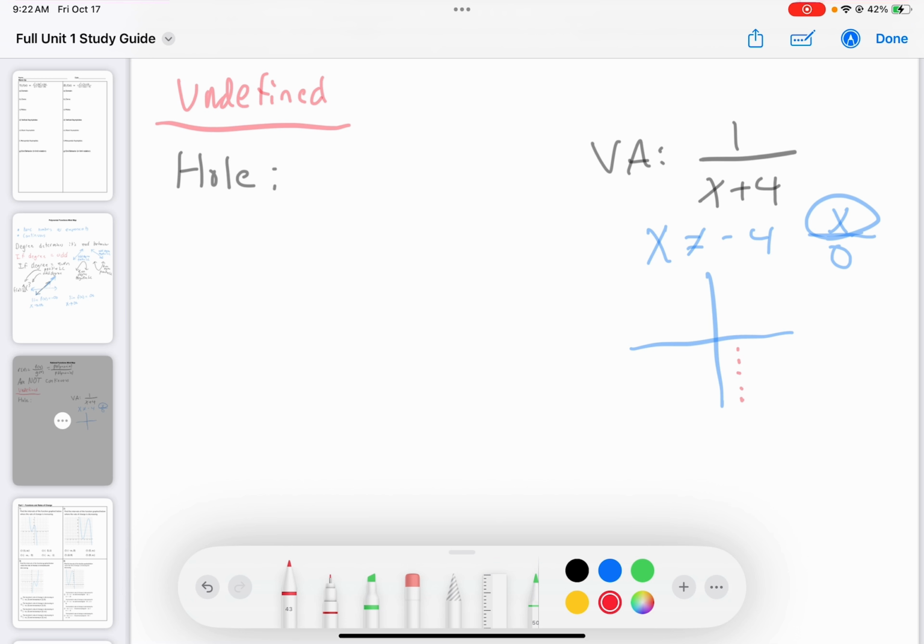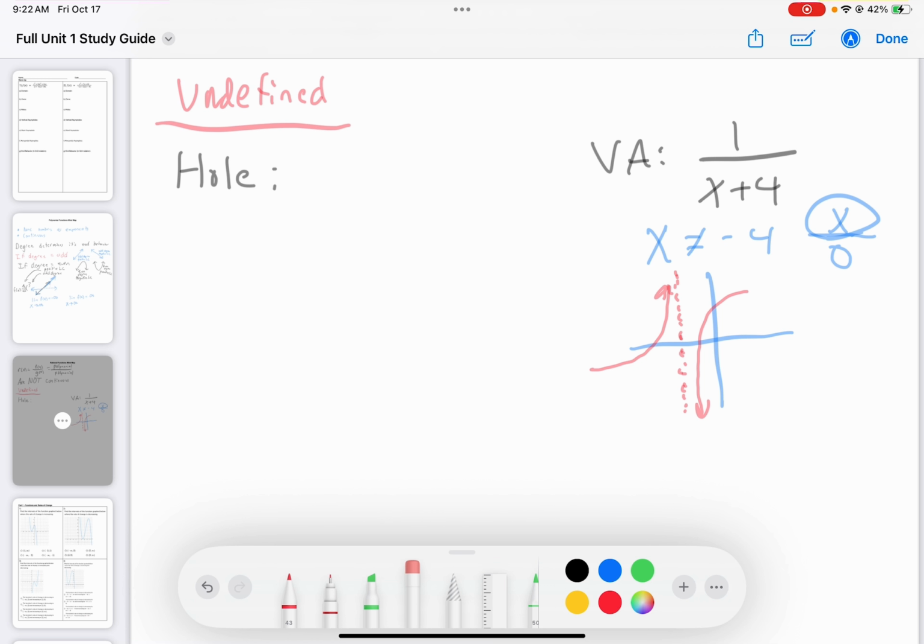That means there'll be some line here. Well, I guess I should draw it at negative 4. There's some line at negative 4 that the function literally never touches. It gets infinitely close to that. So it might look something like this. And it's going to get closer and closer and closer to this vertical asymptote, but it will never ever touch it. That's what a vertical asymptote is. Why will it never touch it? Because x cannot equal negative 4.